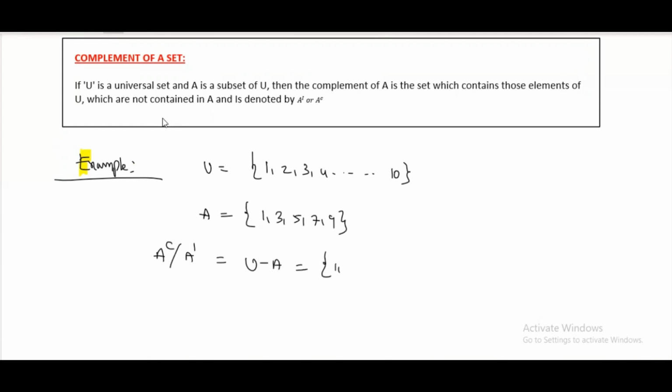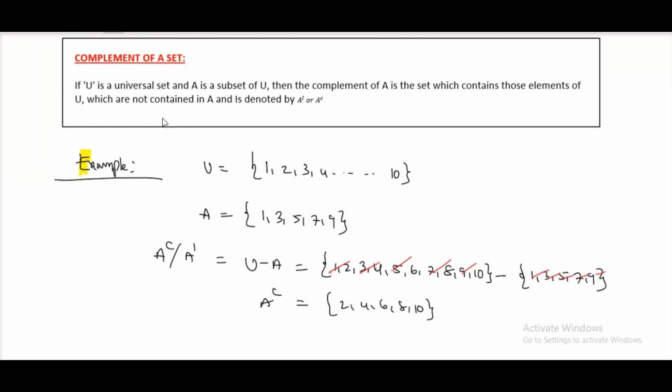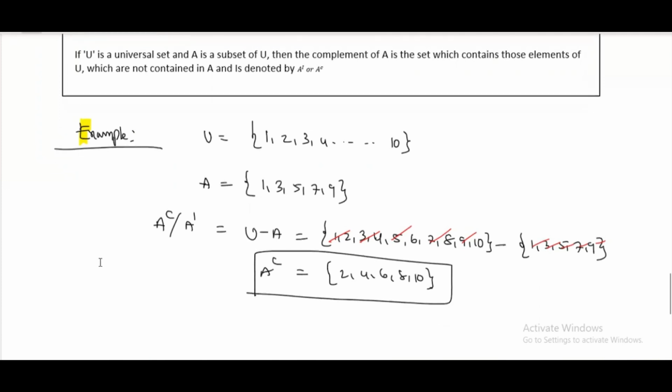So that is {1, 2, 3, 4, 5, 6, 7, 8, 9, 10} minus {1, 3, 5, 7, 9}. In both, the common elements we can collect are 1, 3, 5, 7, 9. So the remaining elements, the A complement, will be {2, 4, 6, 8, 10}. This is how to find the complement of a set.